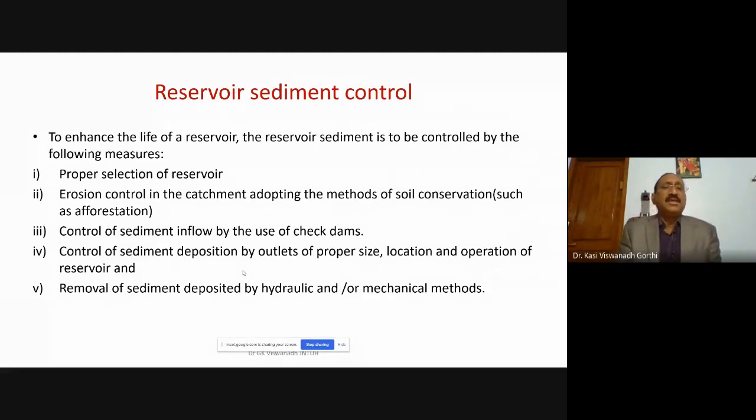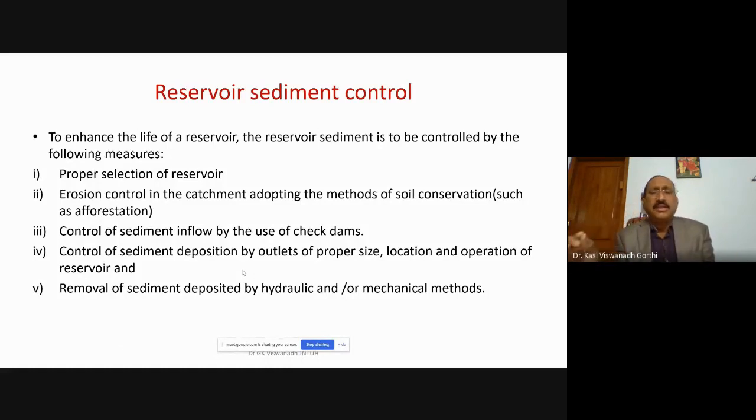Then what happens? Our idea is that when a dam is constructed and the reservoir is formed, the useful life of the reservoir should be more. This is what our intention is. So to enhance this life of the reservoir, the sediment is to be controlled. How to control this sediment? Proper selection of a reservoir. You need to select a site where the deposition of the silt is minimal.